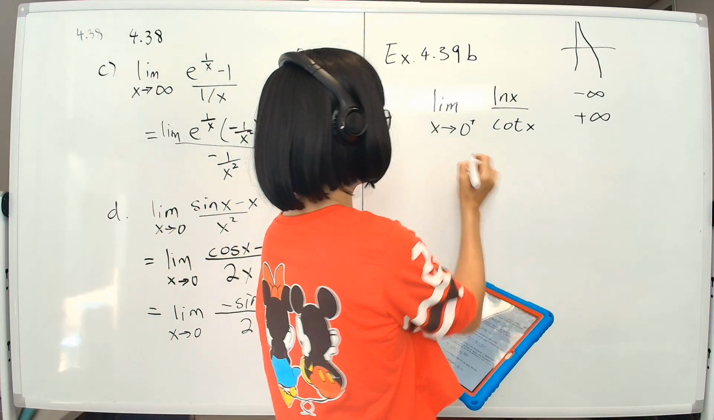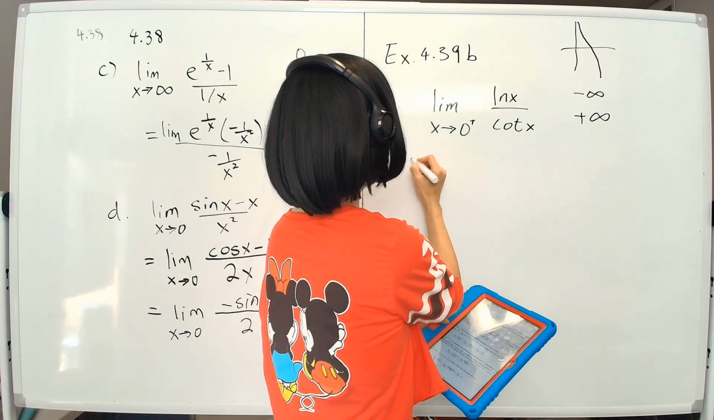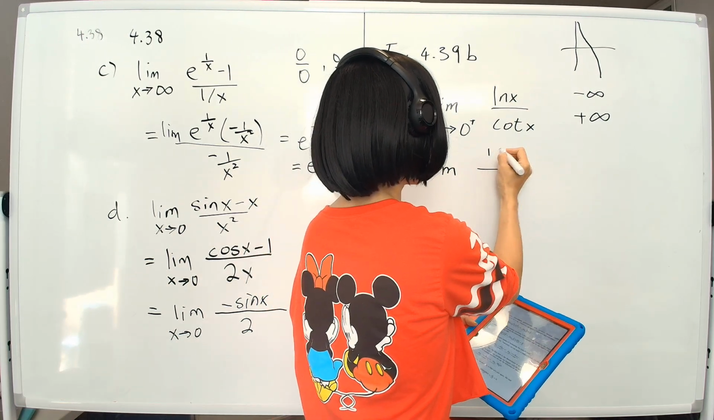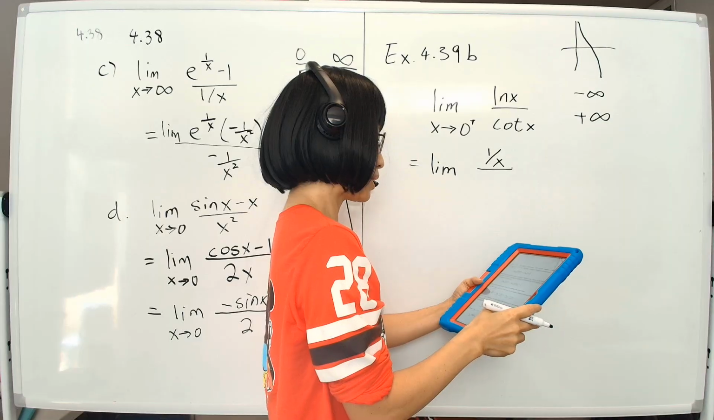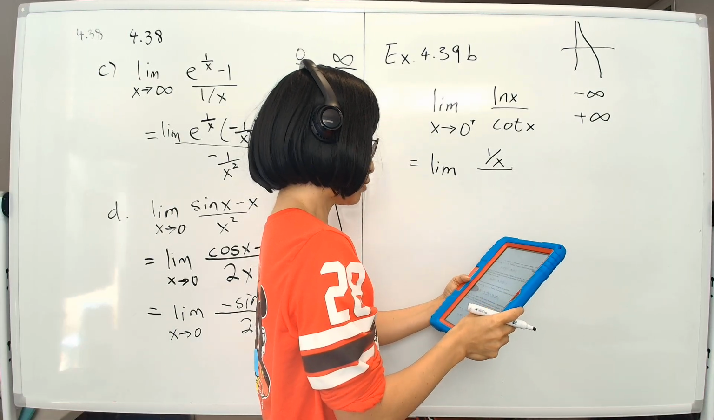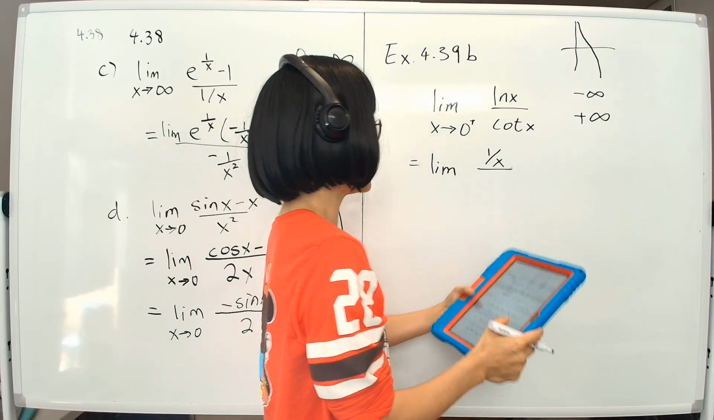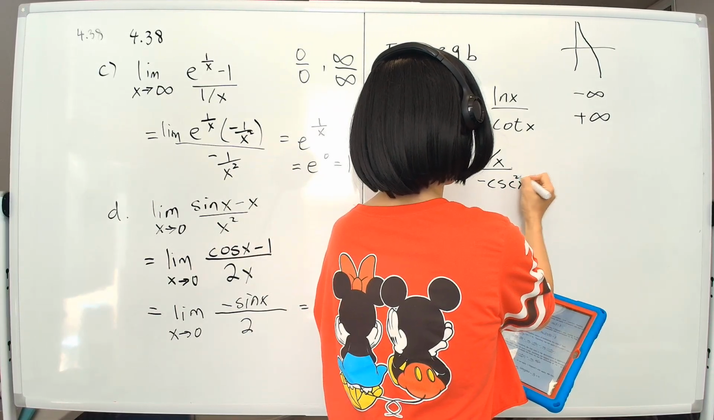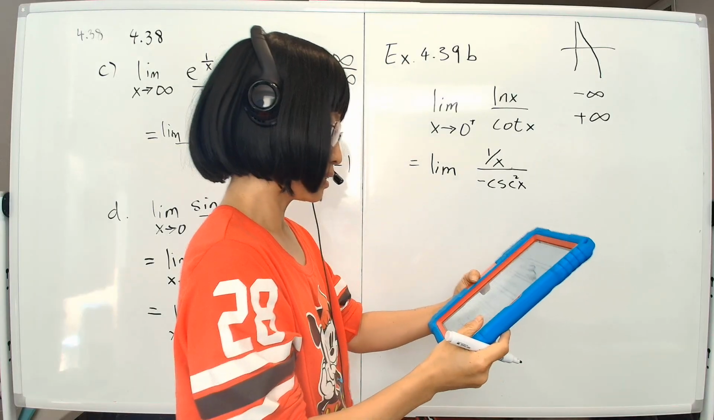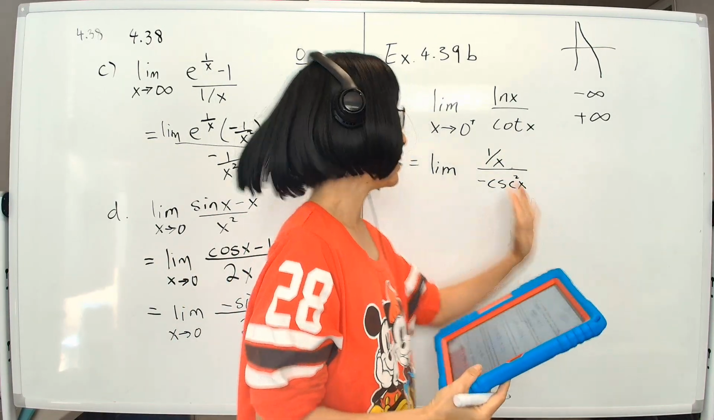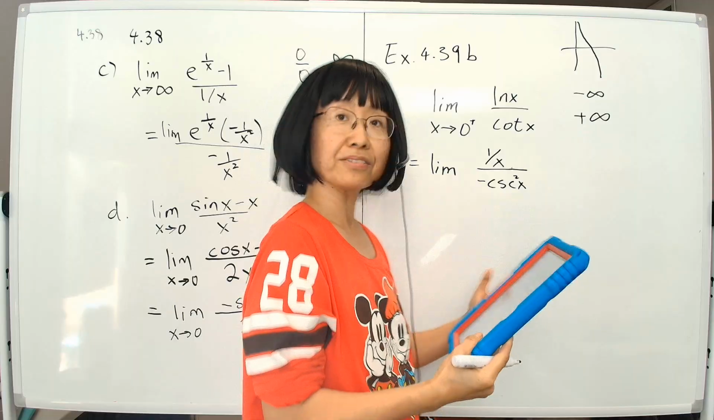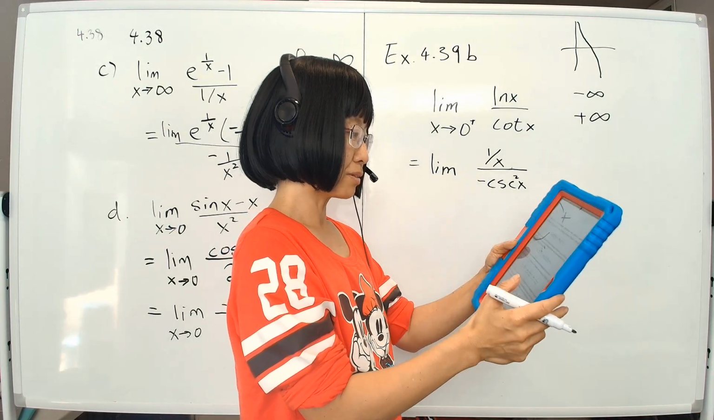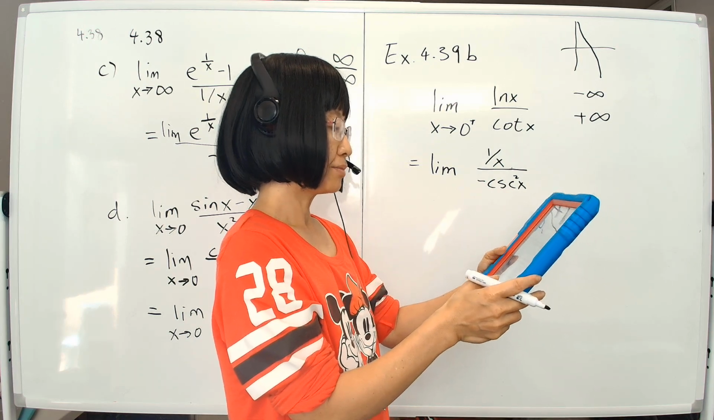Let's take the derivative. That equals the limit where the natural log becomes 1 over x, and the cotangent becomes negative cosecant squared. If you don't remember that, it's a bit harder to remember, just look it up, okay? The derivative of the cotangent is negative cosecant squared. At least that's what I remember, and also what your book says. So then that equals something.